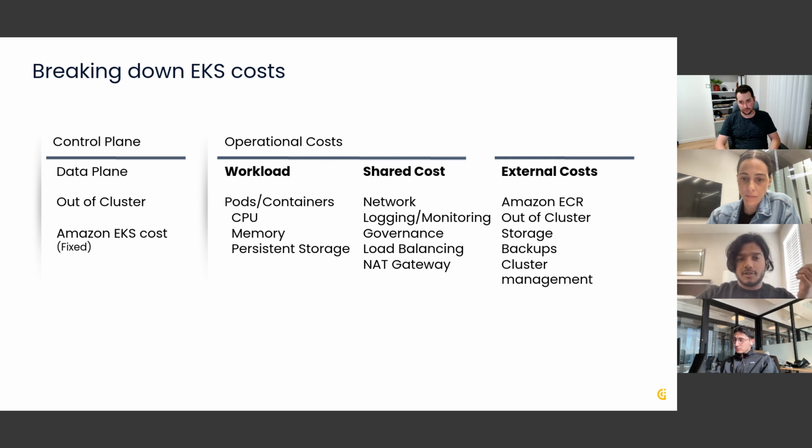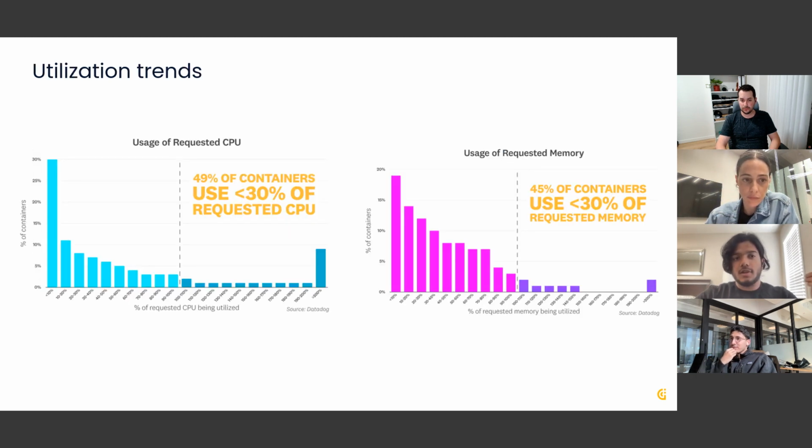Now, I mentioned utilization, right? You want to spread your workload evenly across all containers. So let's take a look at the wider container community and see how containers are being used. Right now, if we look at the most recent Datadog container usage report, a majority of workloads are underutilizing CPU and memory. In fact, around 49% of containers only use less than 30% of requested CPUs, and 45% use less than 30% of requested memory. That's a lot of wastage.